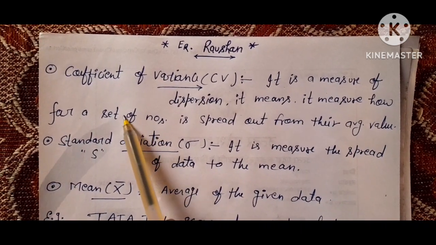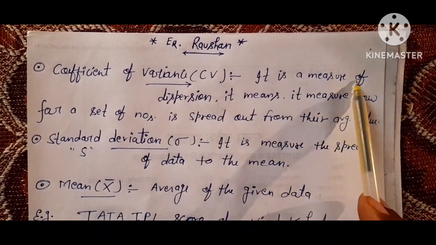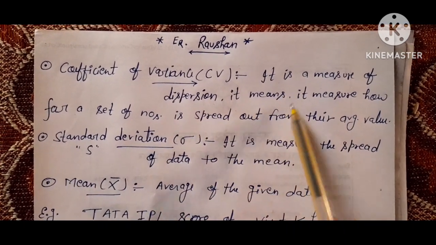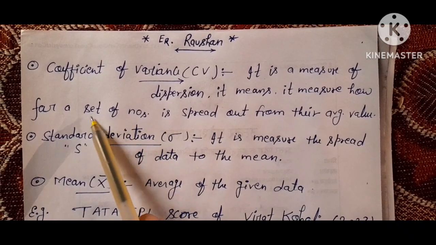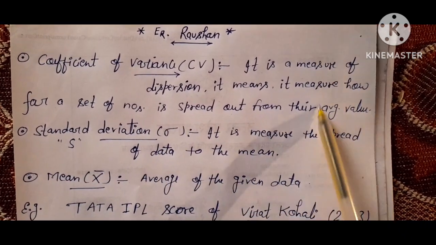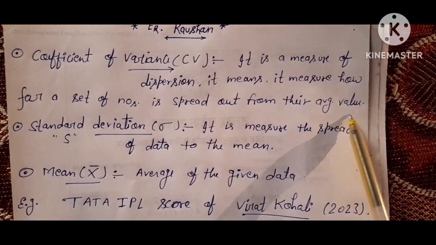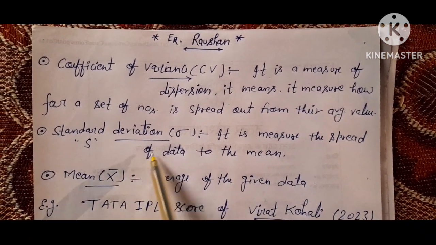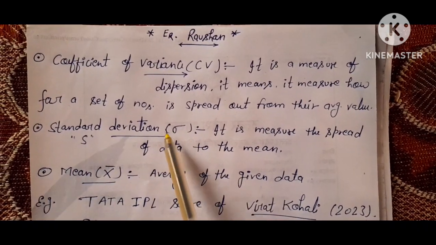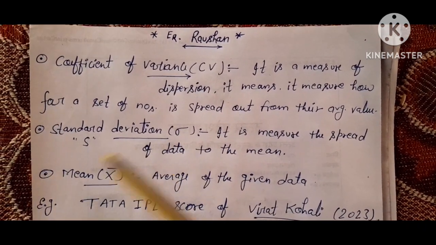So what is a coefficient of variance? CV. It is a measure of dispersion. It means it measures how far a set of numbers is spread out from their average. Average means mean. Okay. Standard deviation is denoted by sigma or S. So what is the difference between sigma and S? We discuss in this video.